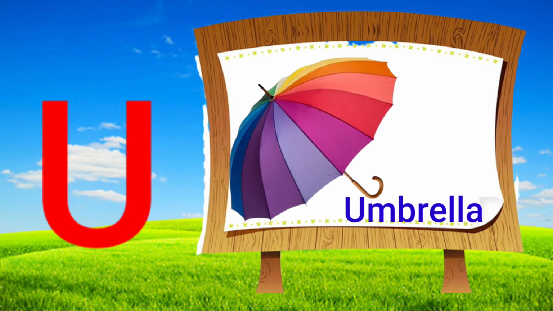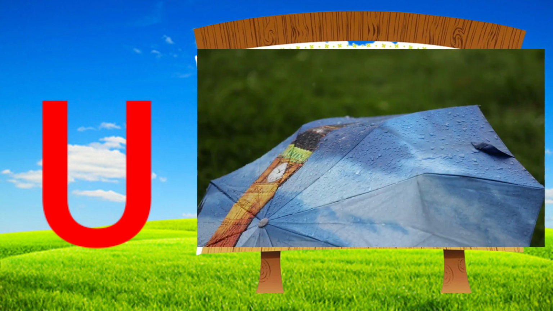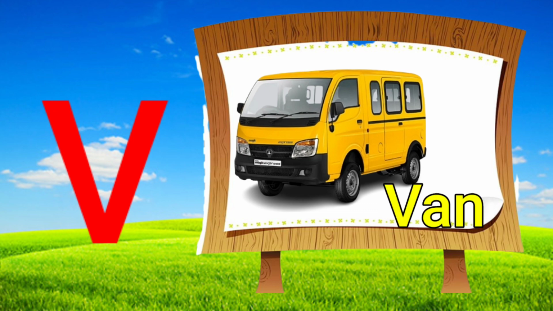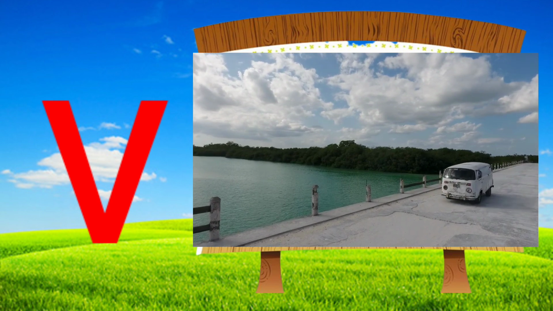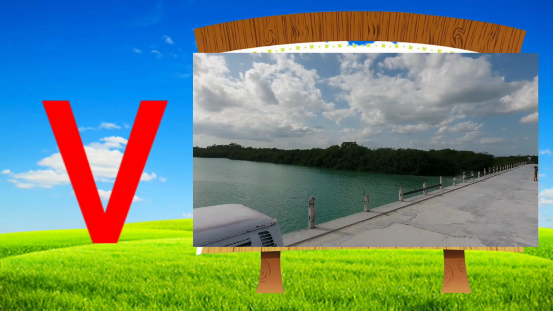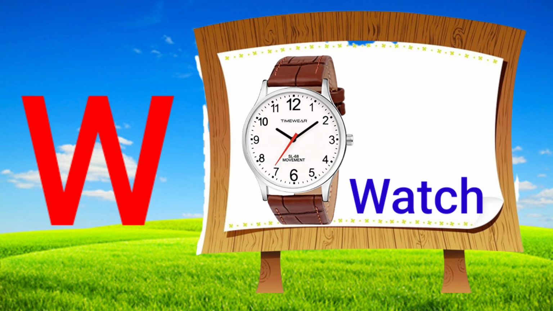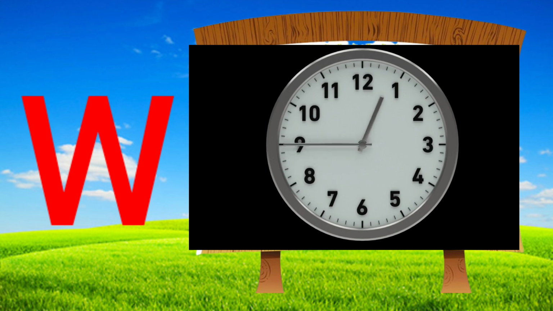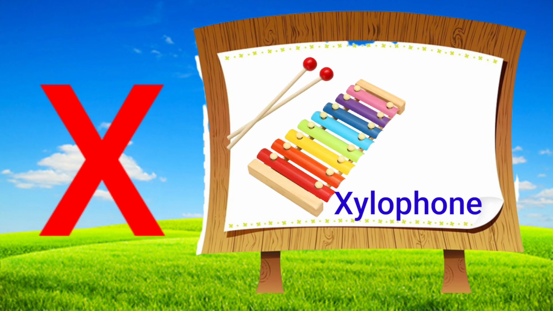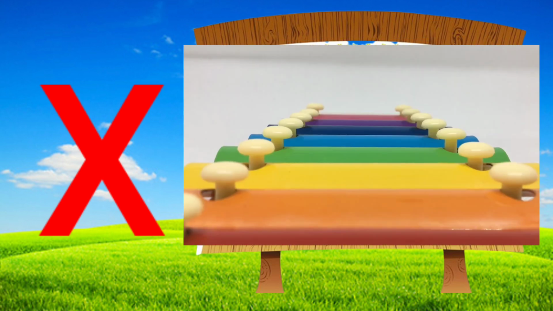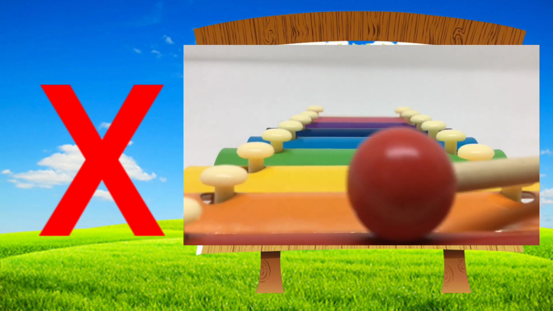U. U for Umbrella. V. V for Van. W. W for Watch. X. X for Xylophone.